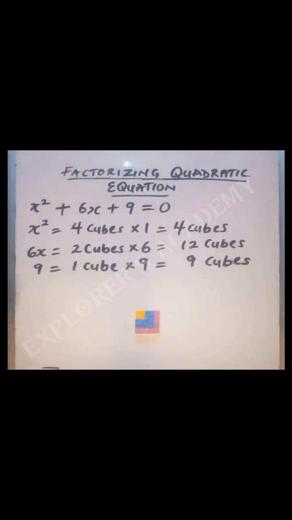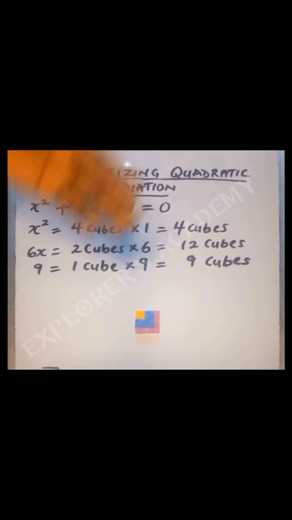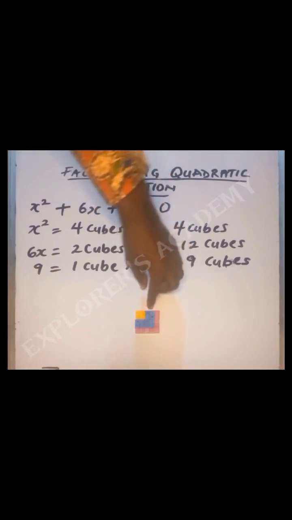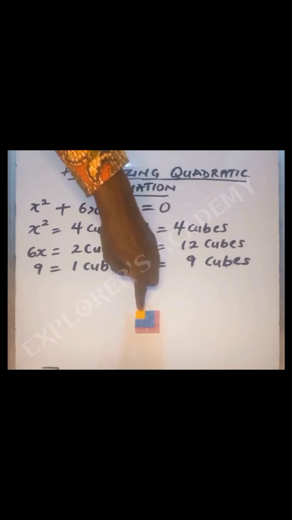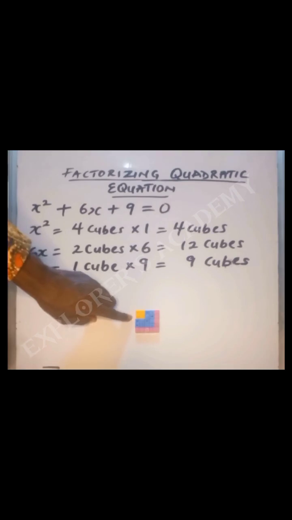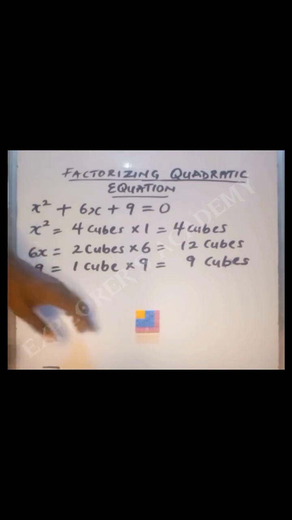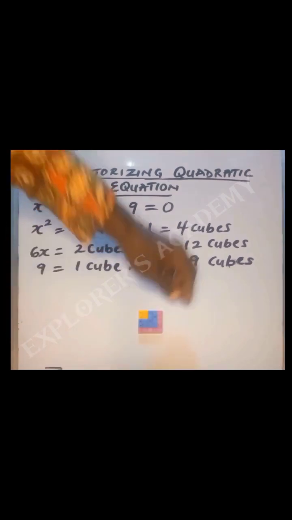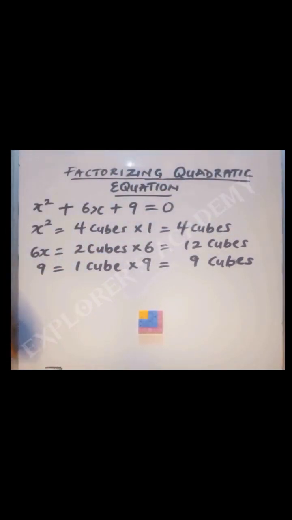All right, I have formed a square shape. If we want to check, we can confirm. Let's count single cubes. We have 1, 2, 3, 4, and 5 this way, and we have 1, 2, 3, 4, and 5. So we have 5 single squares on each of the sides. It is time for us to read our answer.